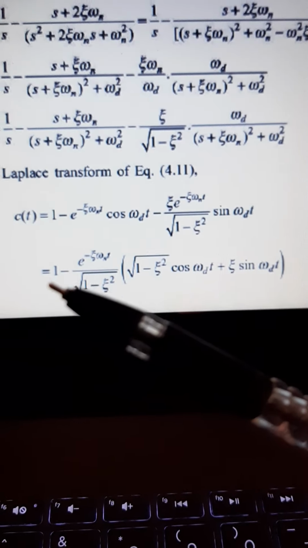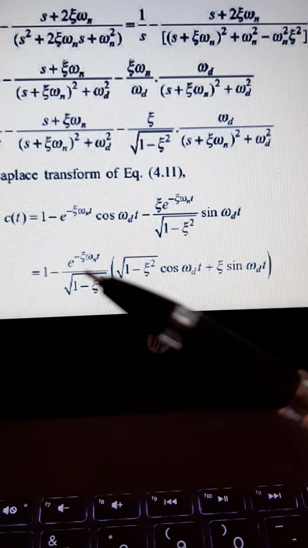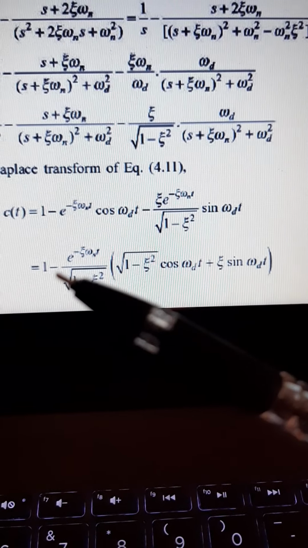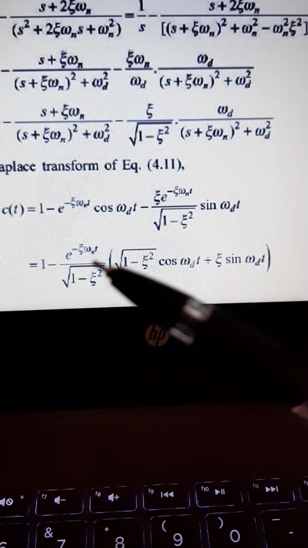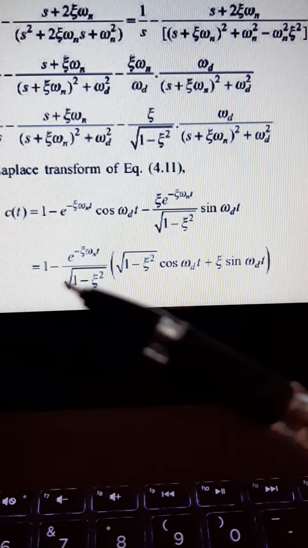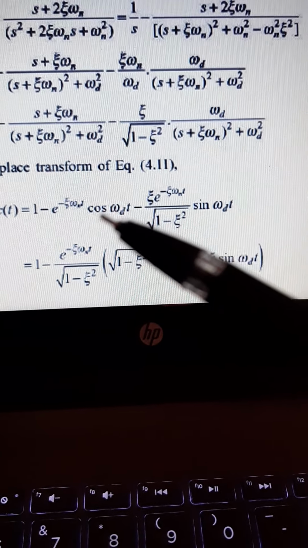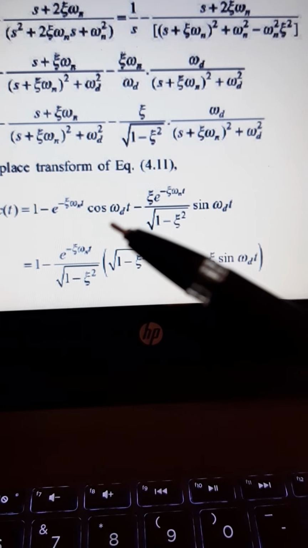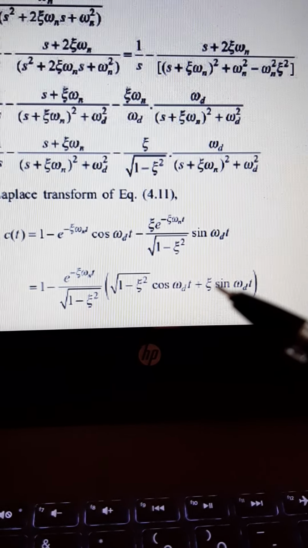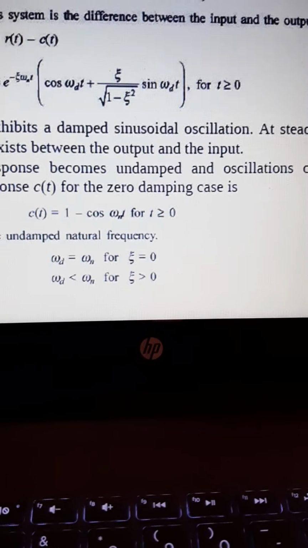Now what they did is they have taken this one as 1 minus e to the power of minus psi omega n t divided by square root of 1 minus eta square as a constant, and the term psi divided by square root of 1 minus eta square is there. That is why it is multiplied by cos omega d t plus psi sin omega d t. So it is not tough. If you go through it, you will understand.